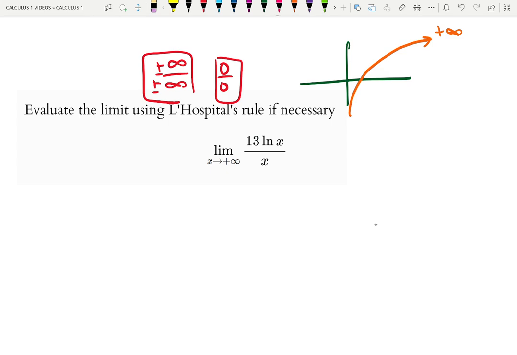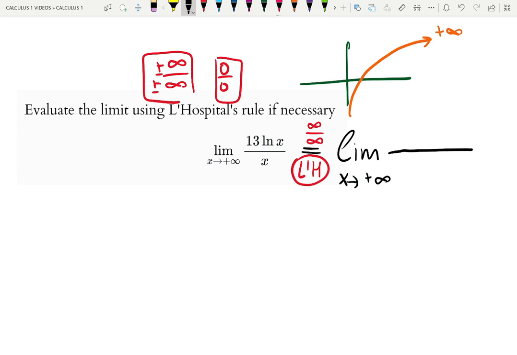I will again show you a notation that is popular in Europe, which is, I'm putting infinity over infinity here as a node, and I will put LH to remind future myself where the next step came from. And the next step is that now I'm taking the derivative of the numerator separately and the denominator separately.